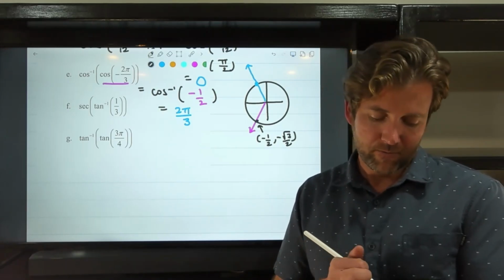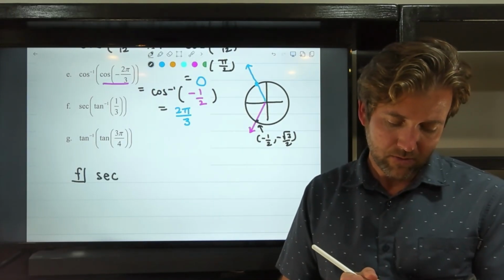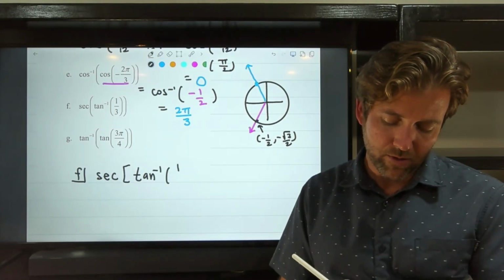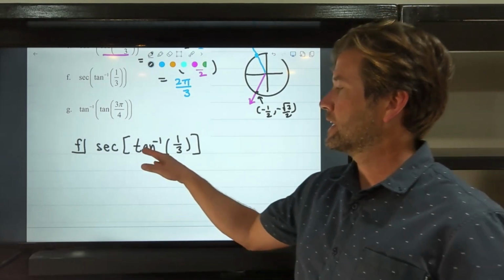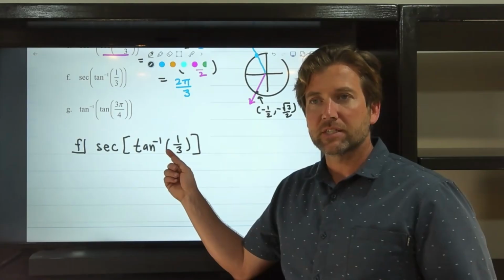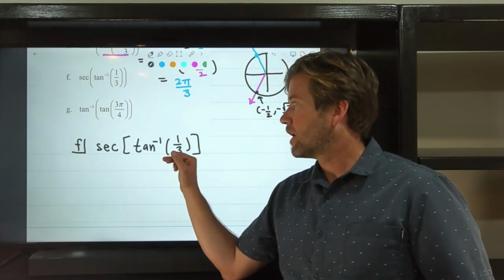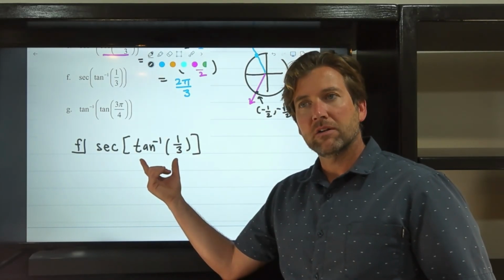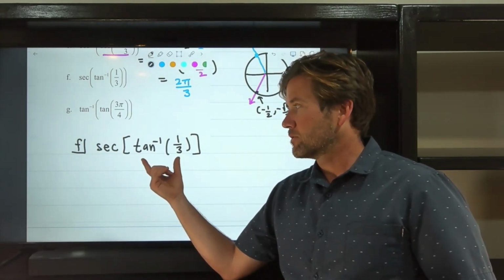All right, part F. I'll write it down here. We have the secant of the arc tangent of 1/3. Now, this is arc tangent, so 1/3 represents the slope, the rise over run, the opposite over adjacent of the angle that arc tangent outputs. I'm not familiar with that slope, meaning this output is not a multiple of pi over 6 or pi over 4. So I'm going to need to draw the triangle.